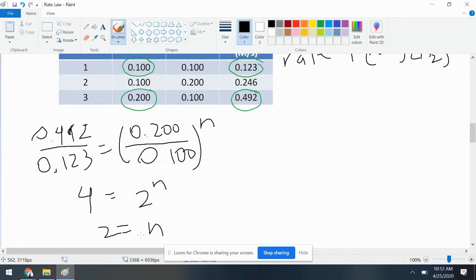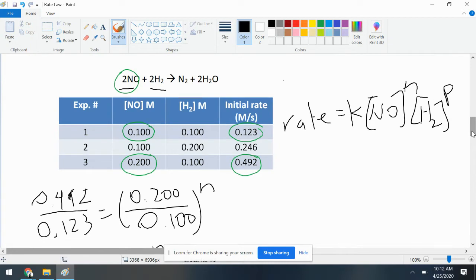So the reaction order for NO, I'm going to come back to this and erase this one out for you guys. Okay, so it looks like n is going to be 2. So what does this mean? It means if you were to double the concentration of NO, the rate's going to increase exponentially by 2. So going from 0.123 to 0.492, you're multiplying it by 4.